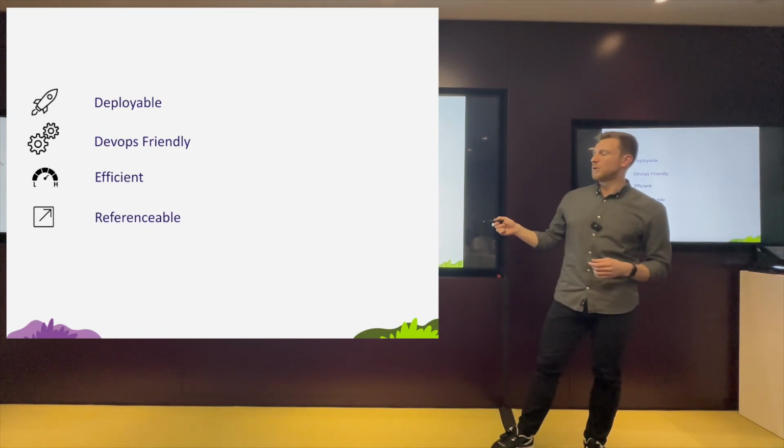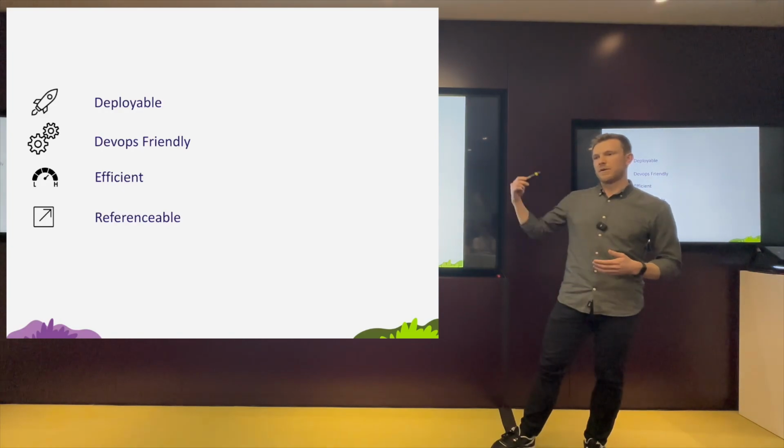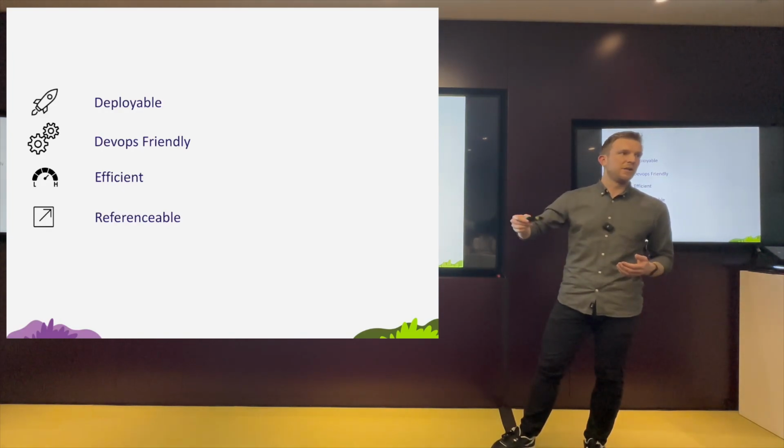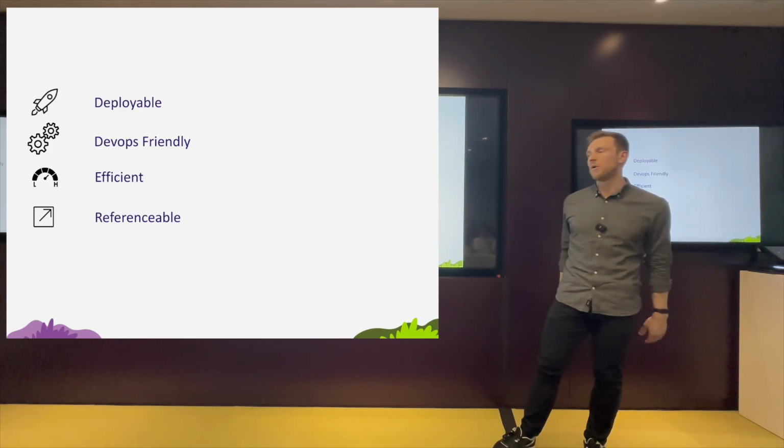Finally, on the positives, they're obviously more referenceable. So it's much easier to reference custom metadata from things like validation rules than it's ever going to be to reference custom objects or data that you've got within your org.